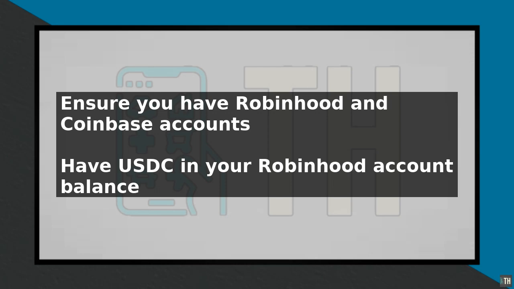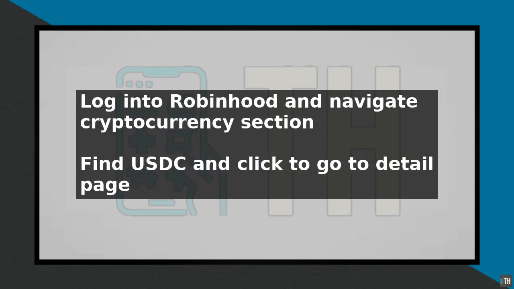You will then be asked to enter the address of the wallet where you want to transfer your USDC. In this case, it will be your Coinbase wallet. To find your Coinbase wallet address, log into your Coinbase account and navigate to the USDC wallet. Click on the Receive button and copy the address.